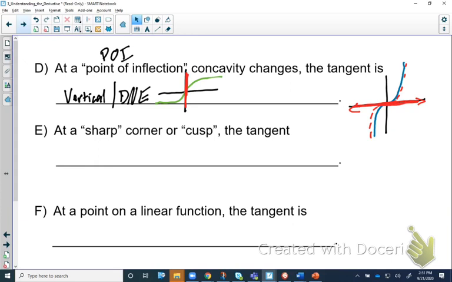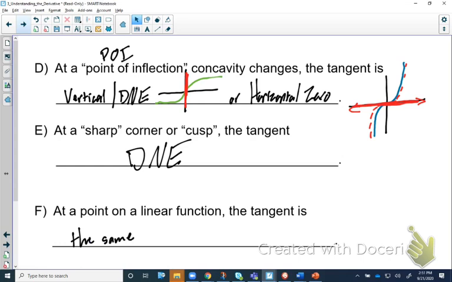Or it could be horizontal or zero, depending on how the inflection point causes the slopes to bend as they approach that inflection point. At a sharp corner or cusp, the slope of the tangent line didn't exist, or the tangent line itself didn't exist. And for a linear function, the tangent is the same as the slope of the line.